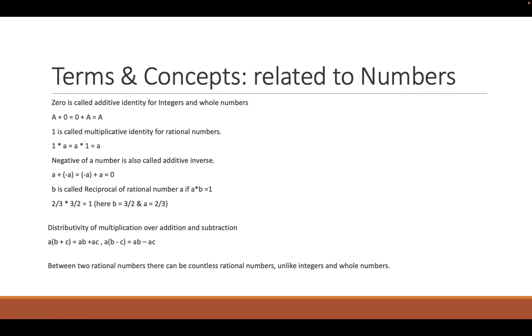Between two rational numbers, there can be countless rational numbers, unlike integers and whole numbers. So integers are kind of whole and very discrete. But in case of rational numbers, it covers ratios, fractions, everything. So that can go any number. That means between two rational numbers, however close they are, there could be countless rational numbers. The possibility in case of rational numbers is unlimited. So you cannot define how many rational numbers there are between two rational numbers.